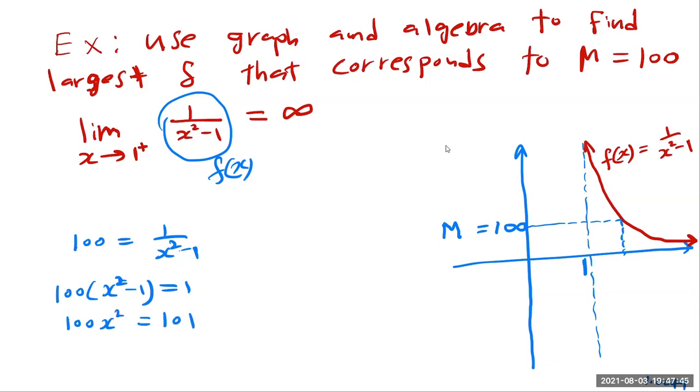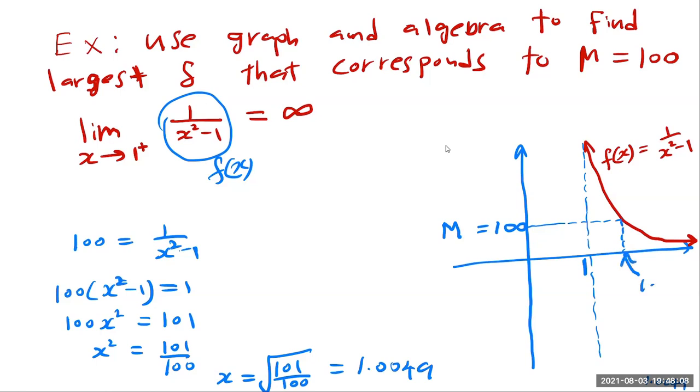Okay, and then x squared is equal to 101 over 100. Now you can find x by taking the square root of both sides. The square root of 101 over 100 is 1.0049. That means this value right here is 1.0049.